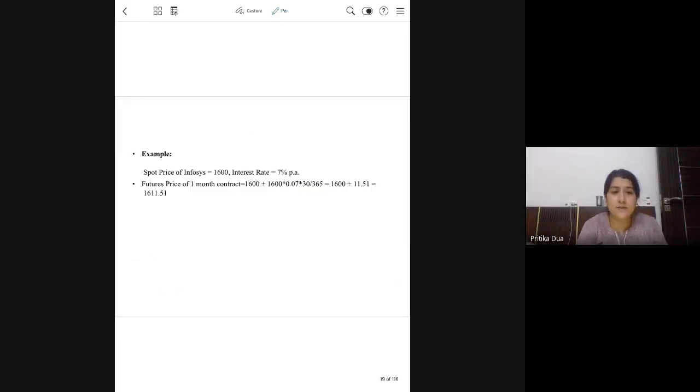Okay, so here is one simple example which is giving you an explanation of how the future prices are determined in the market. So say this is a 1 month future contract. The Infosys share today is at 1600, while the interest in the market is at 7% per annum. So if you are holding a future contract for 1 month, your cost of carry will also be for 1 month. Which you can see is 1600 into 7/100 into 30/365. So this is how the future price is determined. Okay, and this 11.65 is the cost of carry of this future contract.